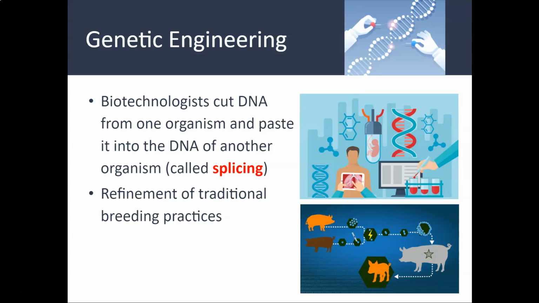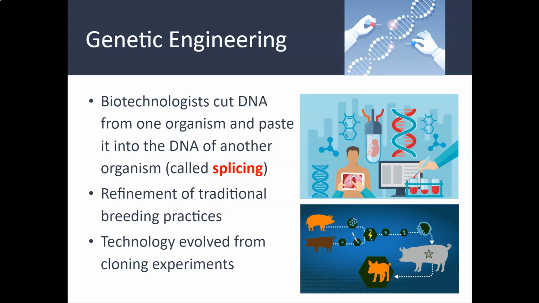So they took this idea, this refinement of traditional breeding practices, and said, you know what, if we breed one thing with another, we can make something better. Could we just do that right away at the genetic level? So we ended up eventually from mitosis, remember that idea of making clones, looking at technology that eventually allowed us to do things like cloning experiments.